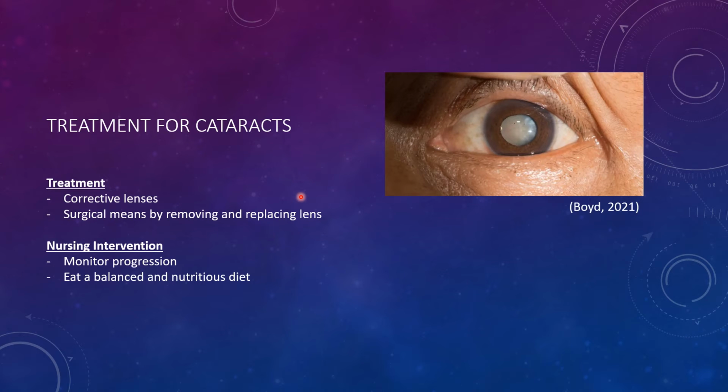We can try to reduce the problems a patient has with corrective lenses. This will kind of clear up things until it gets to a point of this, which is very late stage. Or we can replace the lens with a new lens via surgical methods. However, that's very extensive. For nursing interventions, we would want to monitor and make sure that the patient is eating a proper diet to try to reduce the progression of this as much as we can.